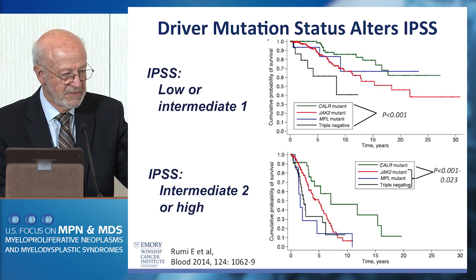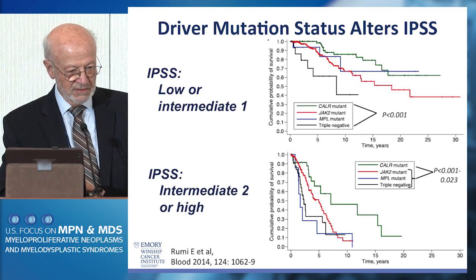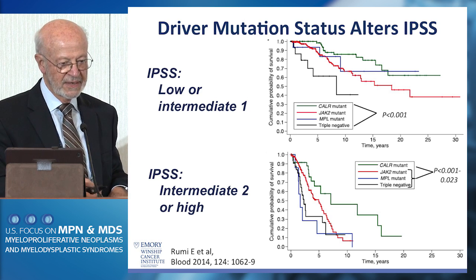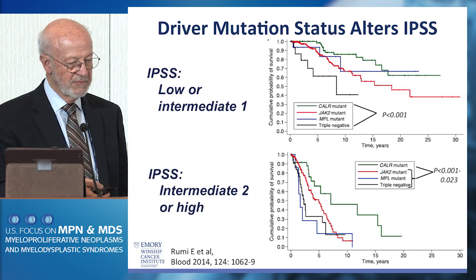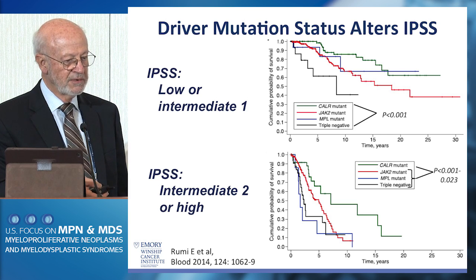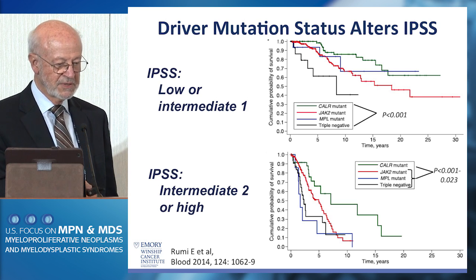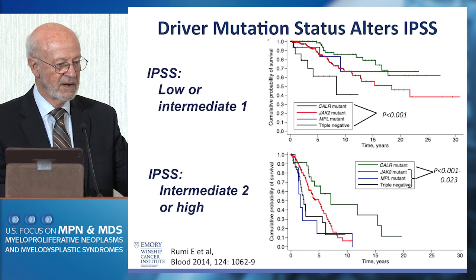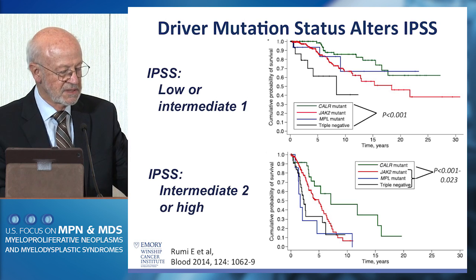The importance of this is, if we take the driving mutation and look at the two extremes, the calreticulin versus the triple negative, and then apply it to low-risk patients or even high-risk patients, you can still sort out within those subgroups higher-risk patients. So you've taken a person, particularly the low-risk patient, who by virtue of being triple negative in the driver mutation category ends up having a higher-risk disease. And this is statistically significant if you compare the CALR versus the triple negative.